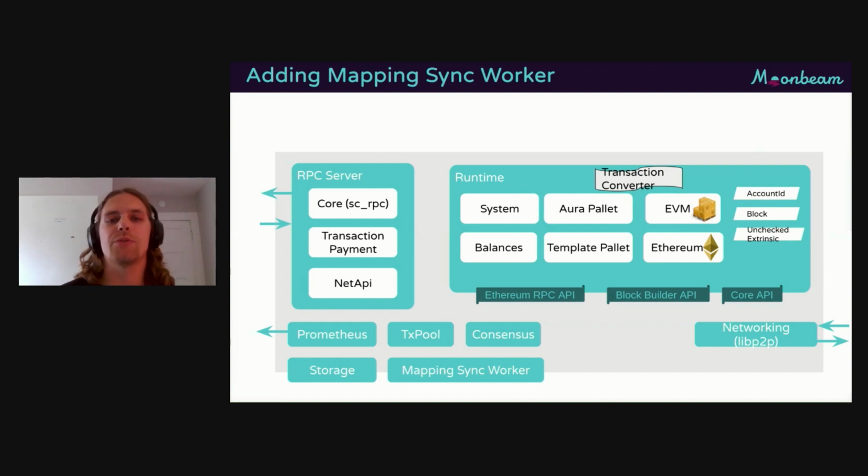Because what we expect is for Ethereum style tools to call up our RPC and say, hey, tell me something about this particular Ethereum transaction hash. But currently our mapping goes the other way. Our mapping goes from Substrate information to Ethereum information. And so the mapping sync worker is there to create an inverted mapping so that we can go bidirectionally.